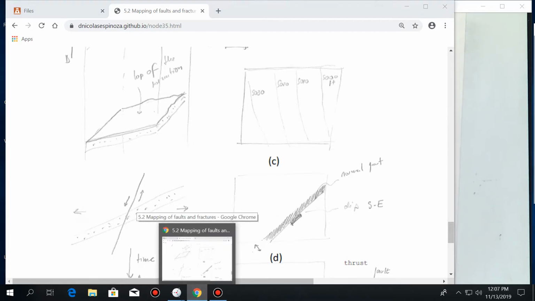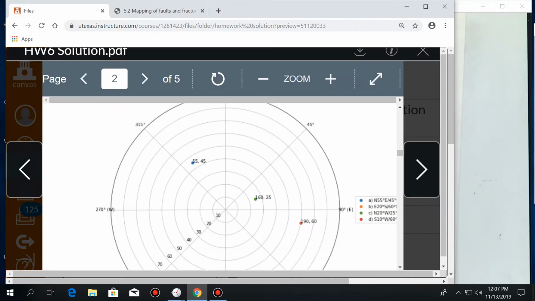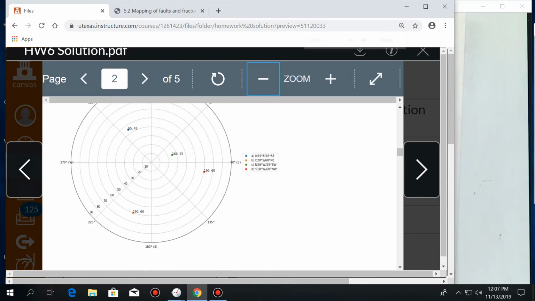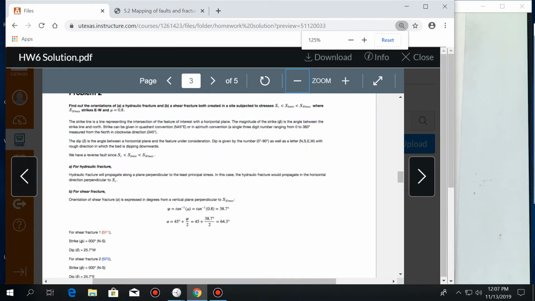Then, from what you told me, you mastered stereo nets, so we can move on. And the next problem is about the ideal orientation of shear fractures and open mode fractures. And this is something very important that we need to discuss.